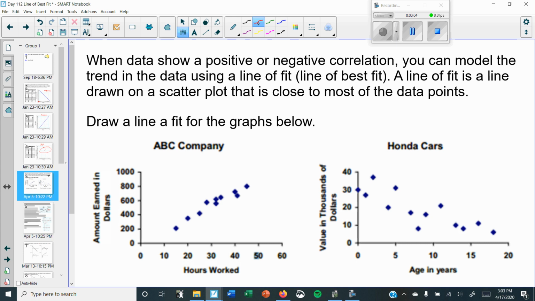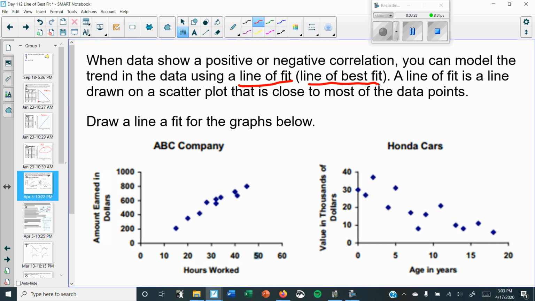So here we go. First of all, it says when data shows a positive or negative correlation, you can model the trend in the data using a line of fit. It could also be called a line of best fit. I've heard a best fit line, and I've also heard linear regression, which you're going to hear later on in this lesson. So there's usually like four different ways they can say the same thing. Again, if you hear line of best fit or linear regression, all of them have to do with drawing a line, okay? So it says draw a line of fit.